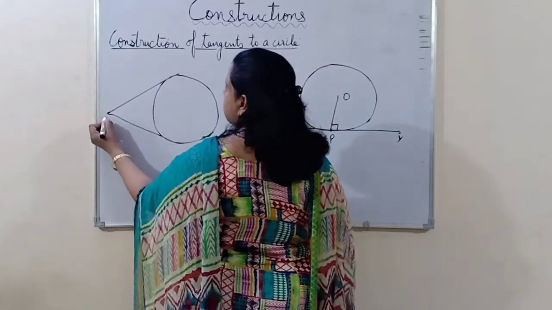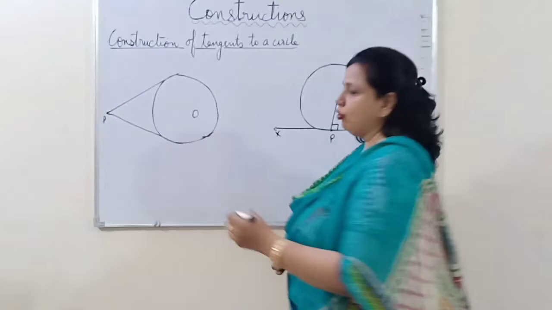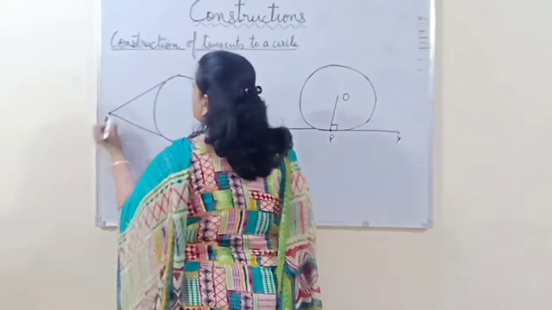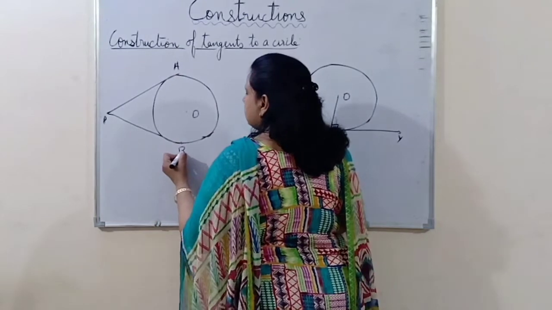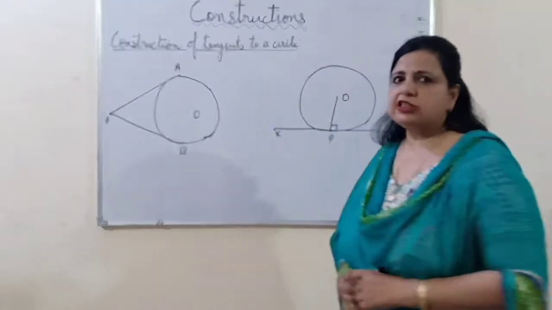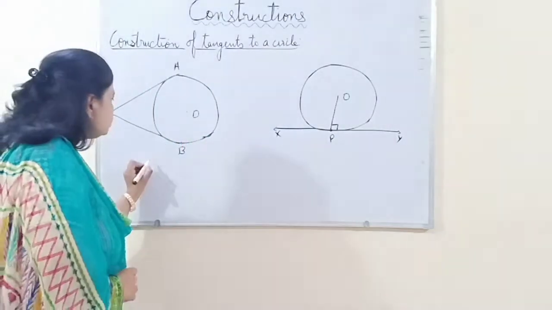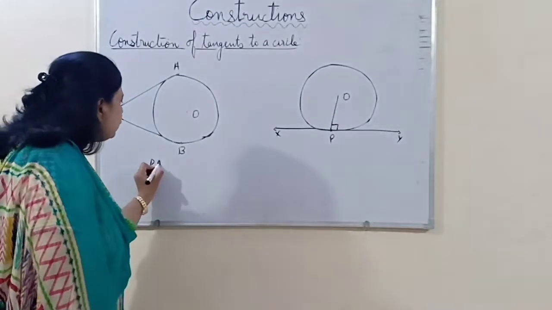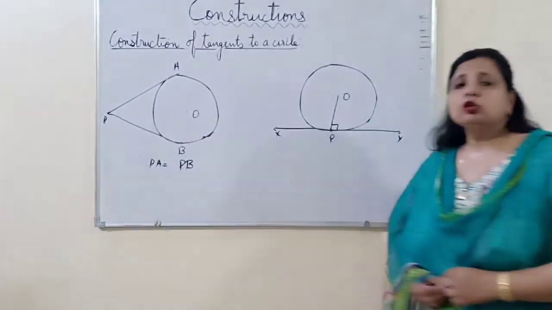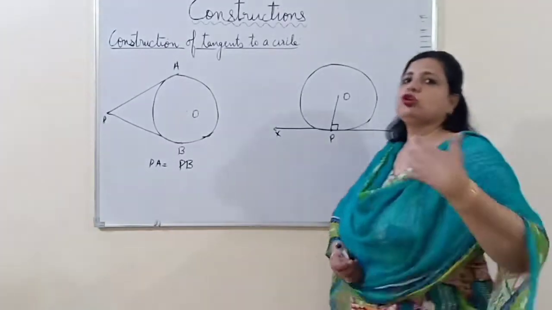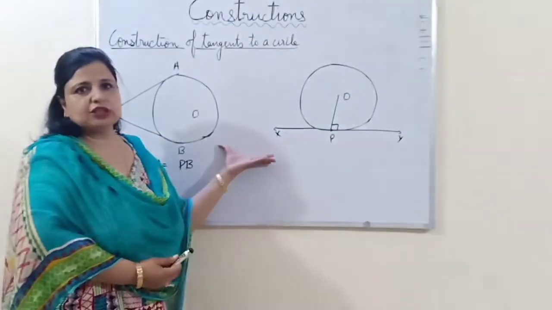If P is an external point, and if we draw two tangents PA and PB, so the length of the tangents from an external point to a circle will be equal. This means that PA will be equal to PB. So we will use these two theorems of chapter circles to do our construction today.